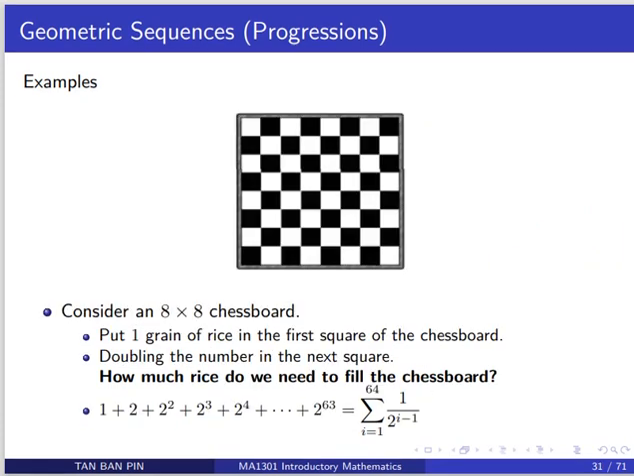Next, we look at another example. Consider this 8x8 chessboard. Suppose you put 1 grain of rice in the first square. So first square you put 1. Second square you put 2. Third square you put 2 squared, which is 4 rice.